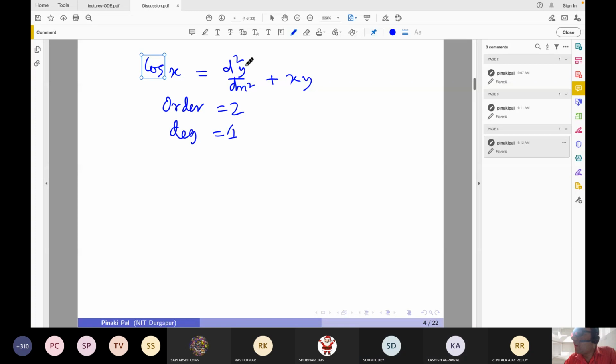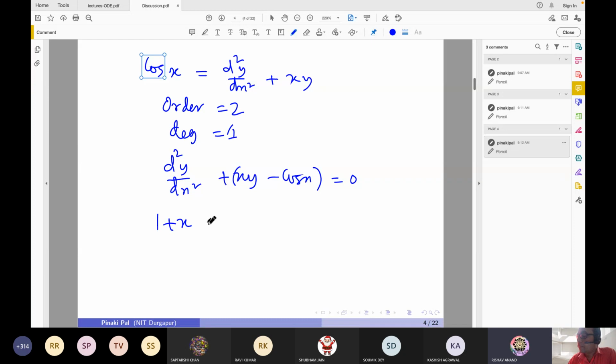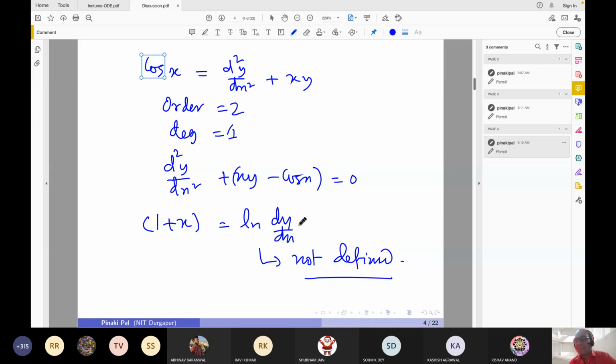Because while comparing this with a polynomial, we will just consider the derivative terms, minus cos x. Sir, what about 1 plus x equal to ln dy by dx? Then ln dy by dx is also not defined. Sir, can we transform it to e power 1 plus x? That operation is not allowed.